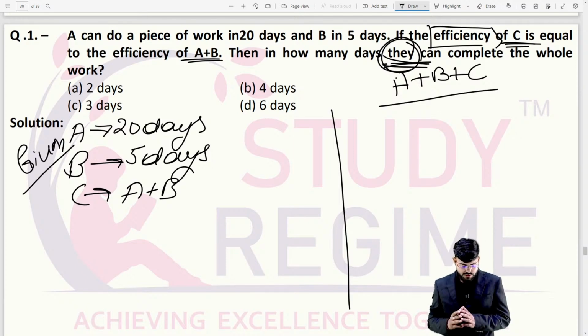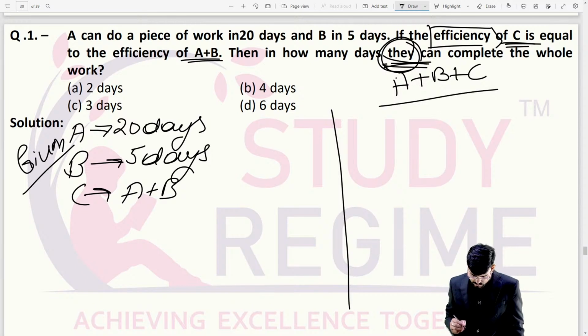To start such types of questions, here it is not mentioned what kind of work they are doing. So you need to calculate, or assume, the total work by yourself. How will you calculate? Let's see.